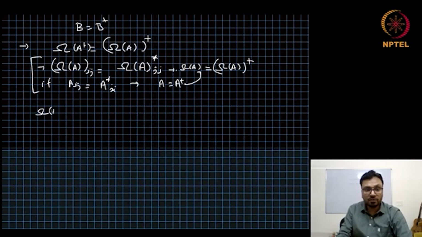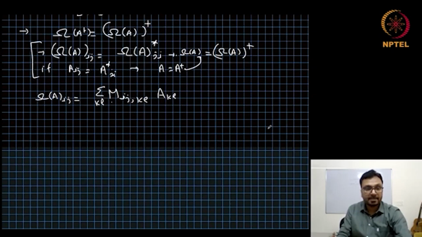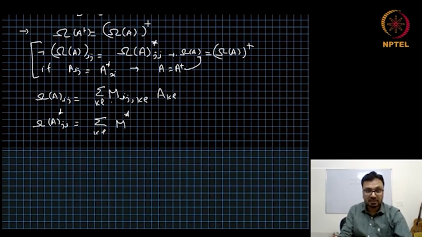Now let us see omega of A ij. Like we said earlier, it will be sum over KL of Mij KL AKL. And omega of A star ji is equal to the sum over KL. We perform this transformation here. We get M star ji. We have to interchange I and J. So we interchange I and J, we take the complex conjugate. It's A star KL.